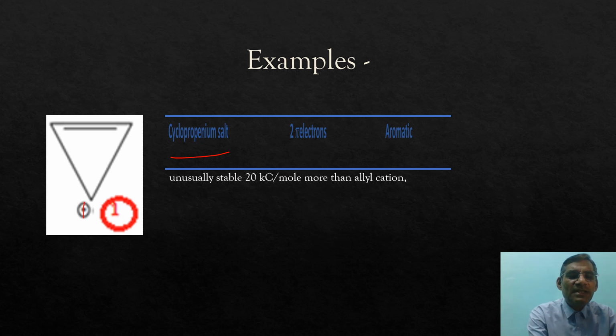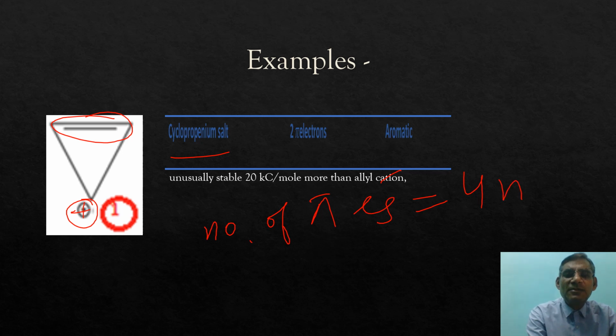Cyclopropenium salt, this is a positive charge. Here conjugation is there, pi electrons and then positive charge. Since conjugation is there, now see, here the number of pi electrons is equal to 4n plus 2. How many pi electrons are there? 2 pi electrons are there.